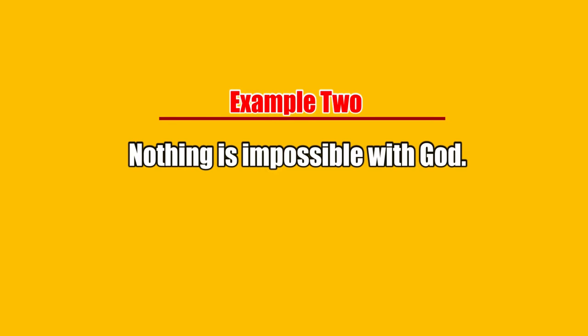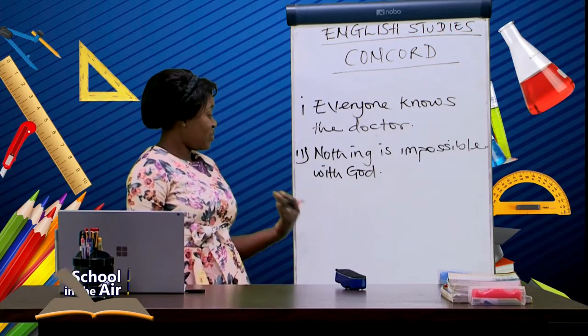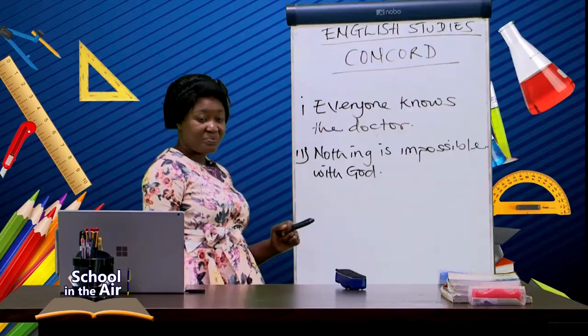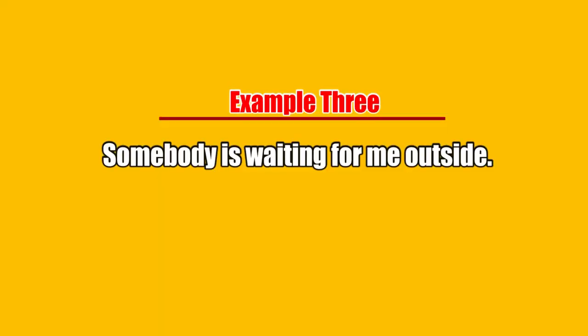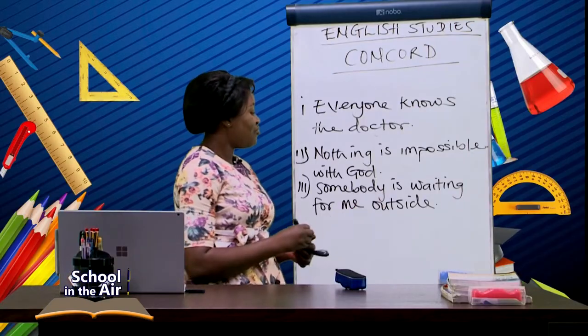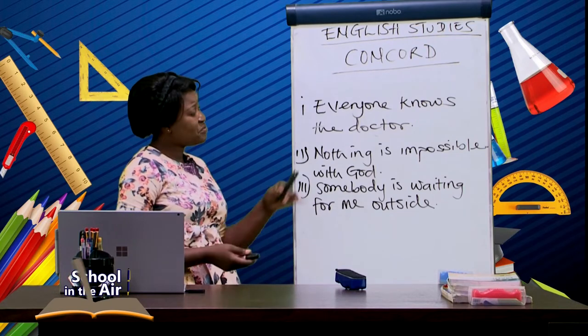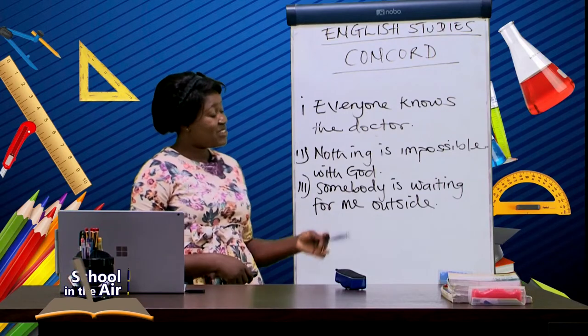Also, we have nothing is impossible with God. Now, nothing is not being specific. Nothing, not specific. And that's why we have used a singular verb. Take another example again. Somebody is waiting for me outside. Somebody is not being specific. Somebody, you know, we can mention anybody as somebody. So it's not specific, and that's why we have used singular verb, because somebody is not being specific. Like I told you earlier on, we have several examples under this.